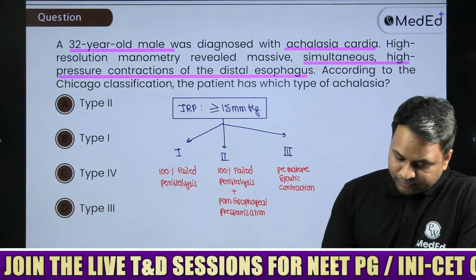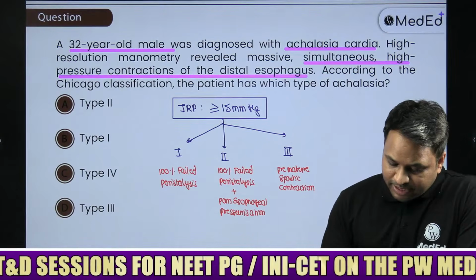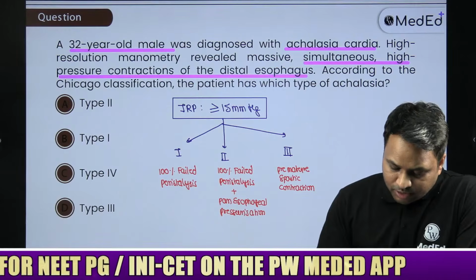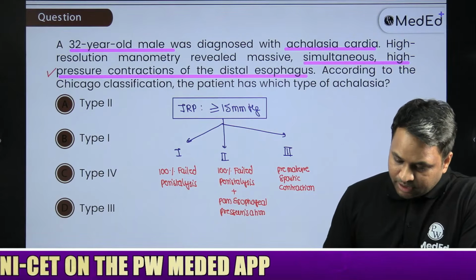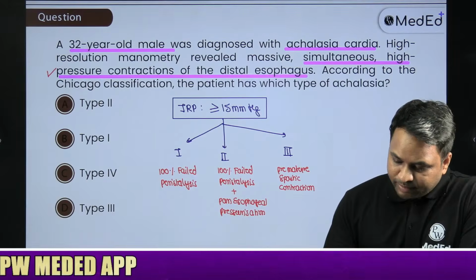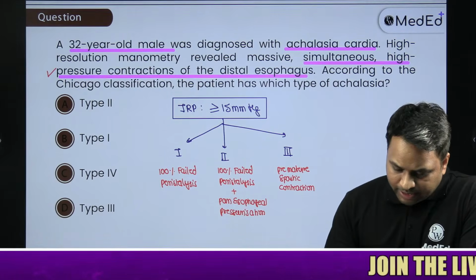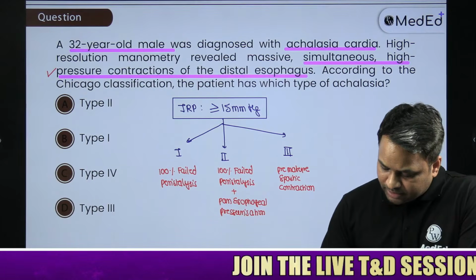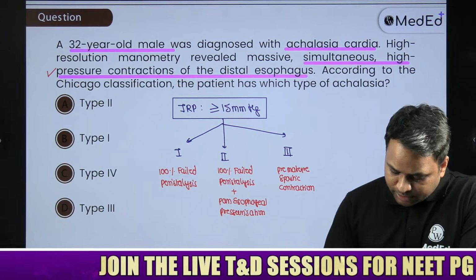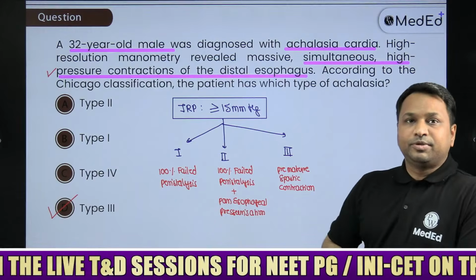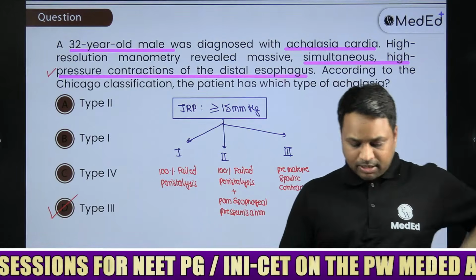So here what do you have? You have massive simultaneous high pressure contractions on the distal esophagus, right? So it says high resolution, massive simultaneous high pressure contractions are present. That means it is a spastic contraction. Spastic contraction is type 3. It's a type 3 achalasia cardia.